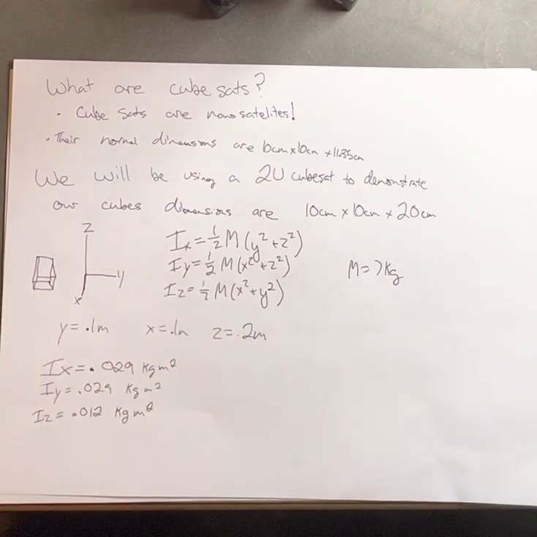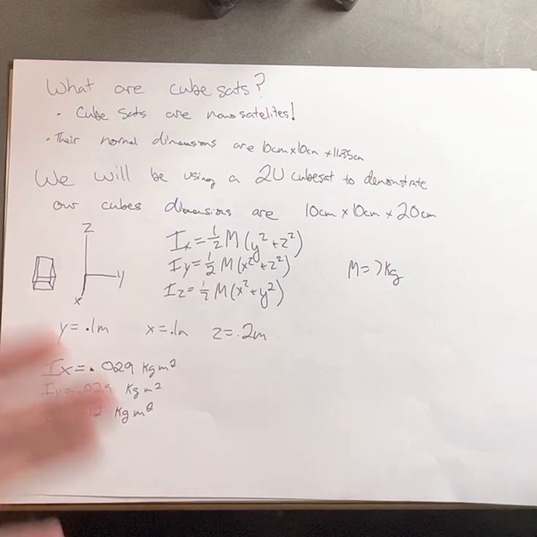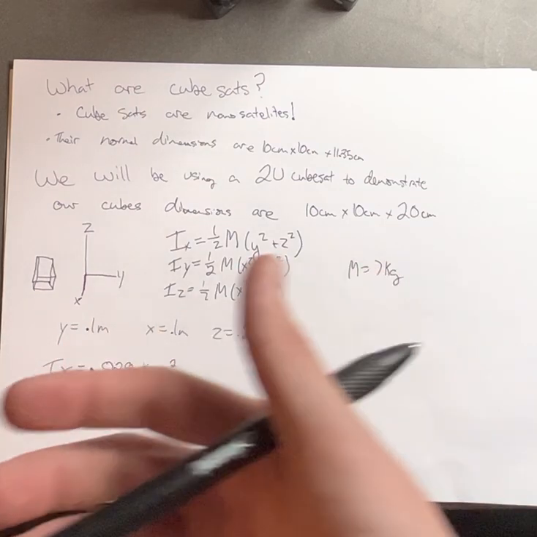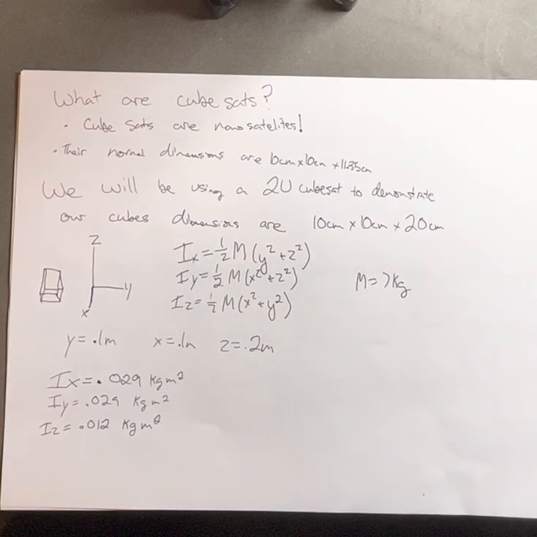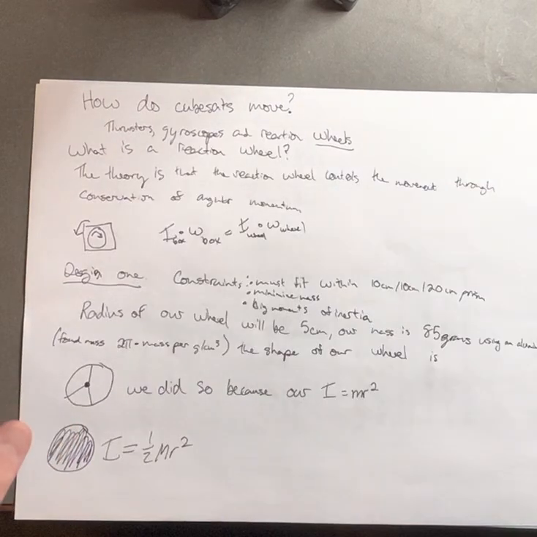The point of CubeSats is they're cheap, and you can send them to space for cheap, because sending stuff to space is expensive. So it's just a cheap way to get something to space where you can take data, do research, or put a telescope or something. So we're going to demonstrate the basics of what a CubeSat is.